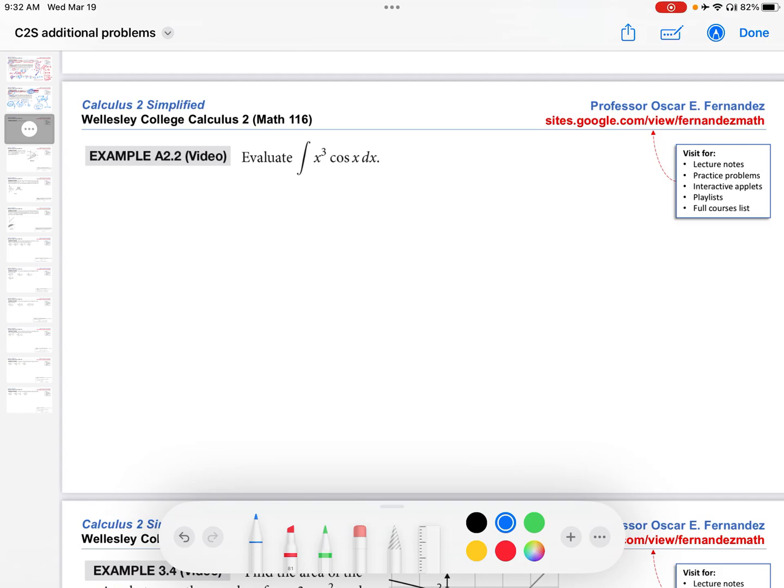In this video, we're going to work on example A2.2 from Calculus Simplified. In this example, we are going to evaluate this integral using the tabular method. So here's how this goes.